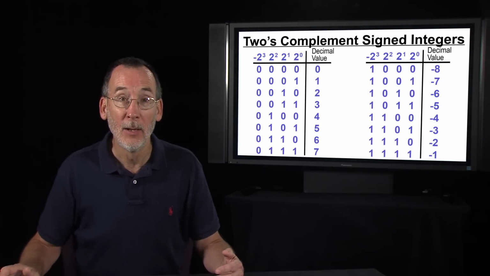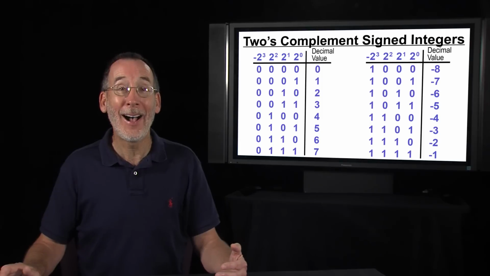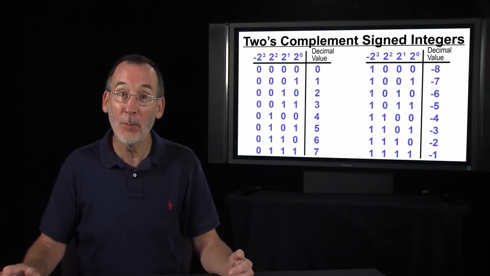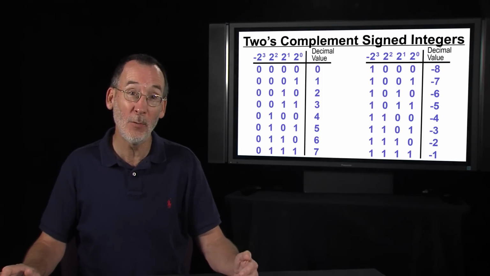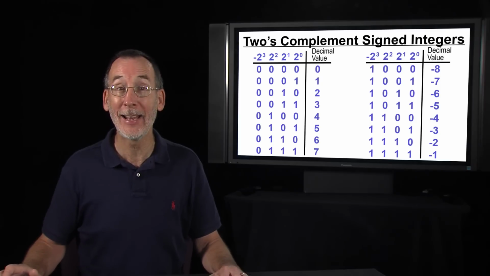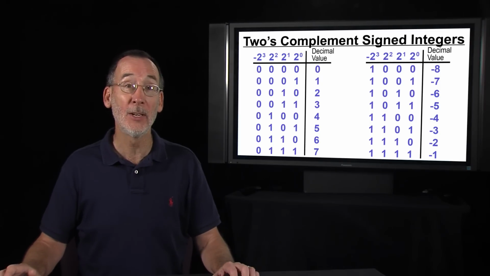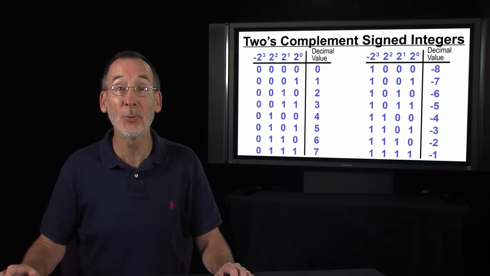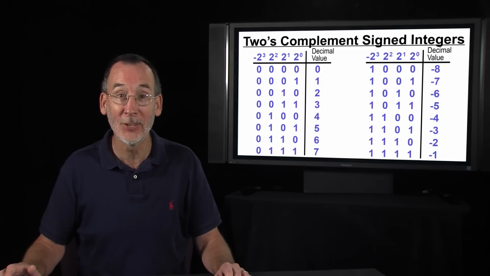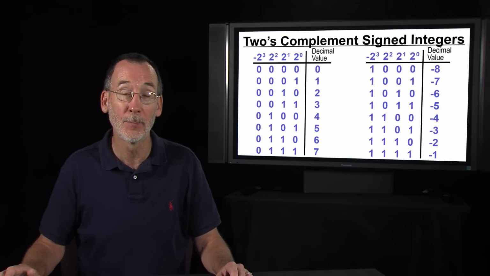Now on the left-hand side we have all of the positive numbers. You notice that the leftmost position, which has a negative weight, has value 0, so that negative weight doesn't come into play. We can just look at the rightmost 3 bits and do the same procedure that we did for unsigned values to get the equivalent decimal value.